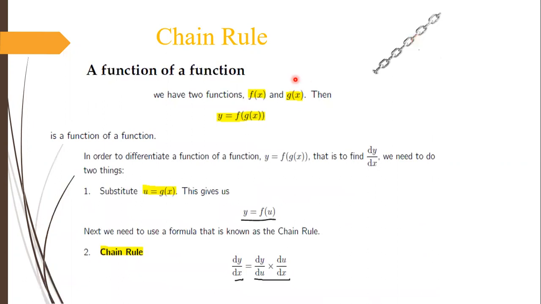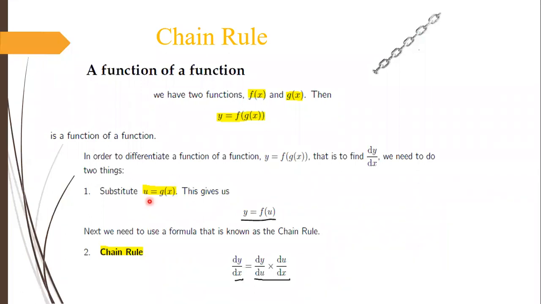Function of a function. If we have two functions f of x and g of x, then y is equal to f of g of x is a function of a function. The second name of function of a function is composition of functions. To find the derivative, we have two steps.